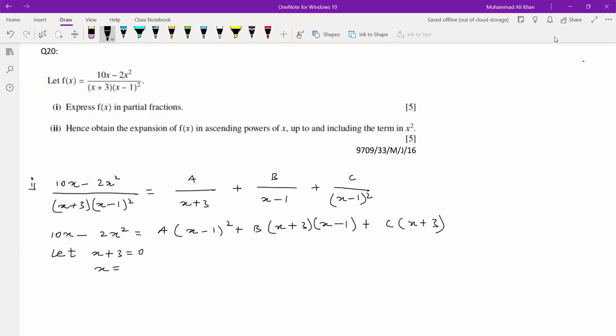Now, first let x plus 3 equals to 0. What is left hand side when x is minus 3? Yes, minus 30 and what is the answer? Minus 48. Yes, minus 48 equals. The first will get the value, x is minus 3, minus 1, whole square. The second 0 and the third is 0 because of x plus 3. What is the value of A? 48 divided by 16.